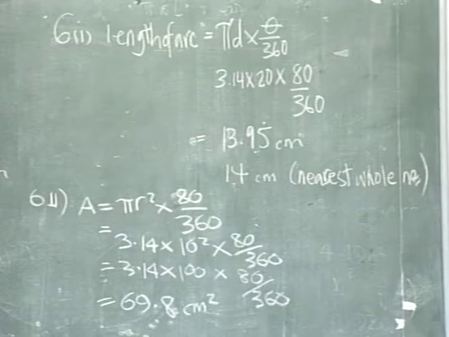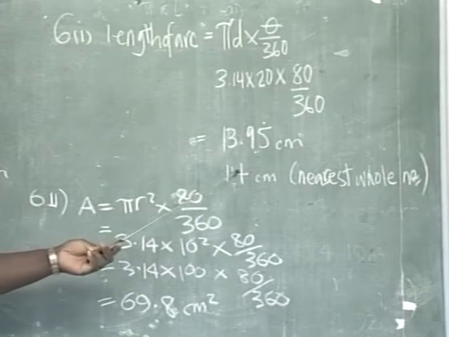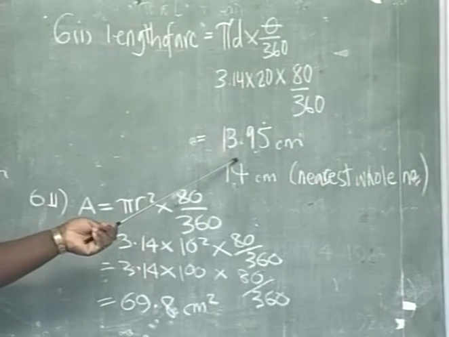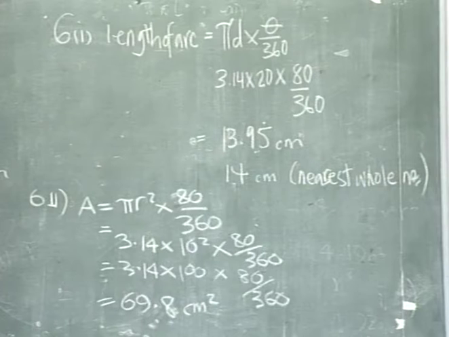All right, let's have a look at number 6, part 1. 13.95 using 3.14 to 2 decimal places and 14 centimeters to the nearest whole number. Okay, if you use pi on the calculator, you might get 13.96. I used pi on the calculator.